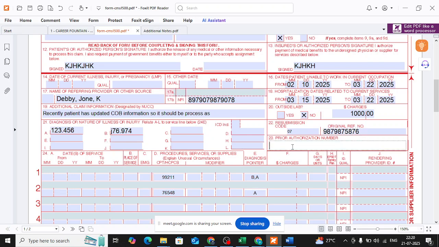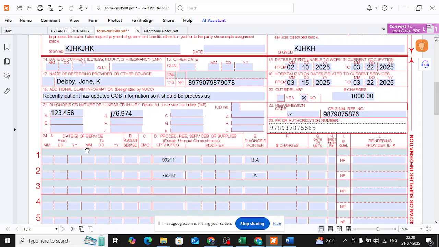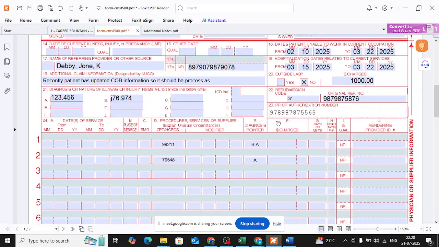Now box number 23 is for the prior authorization number. It is not mandatory. For some procedure codes it is required. Authorization means nothing but taking permission from the insurance company, and whatever permission number or authorization number we have taken for providing that service will go here. Again, we have a detailed discussion on it. So this is about box 23, and this is also an important box number.